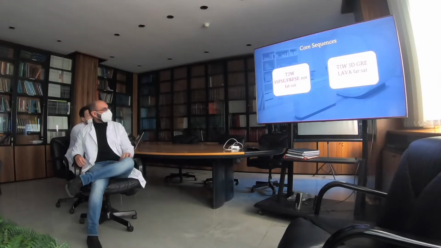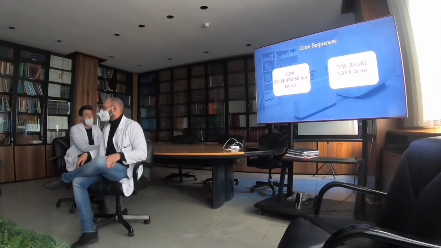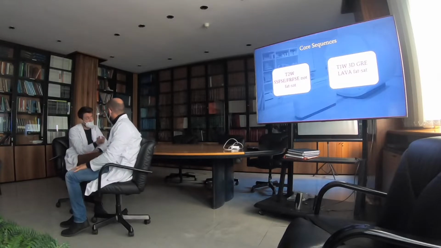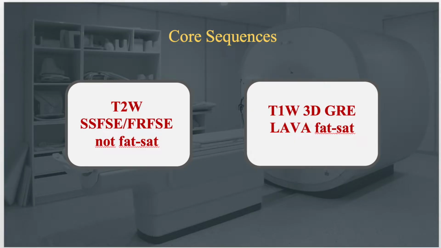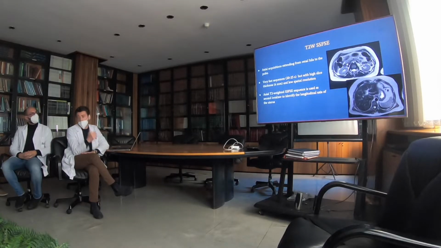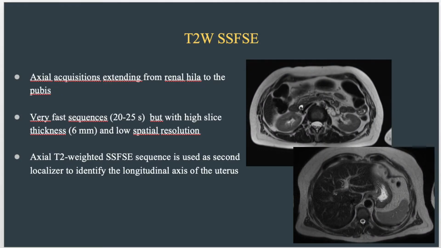So the two main sequences for the diagnosis of endometriosis are the T2-weighted single shot fast spin echo and the T2 fast spin echo, and the LAVA sequence, which is a T1-weighted 3D gradient echo. The T2 single shot in axial is acquired extending from the navel to the pubis, and these are very fast sequences of about 20-25 seconds, but with a slice thickness of about 6 millimeters and low spatial resolution.